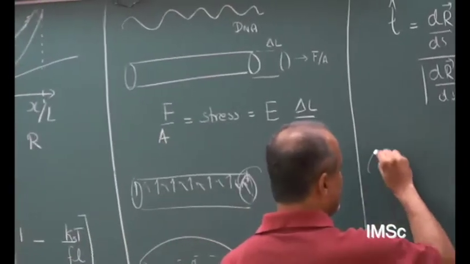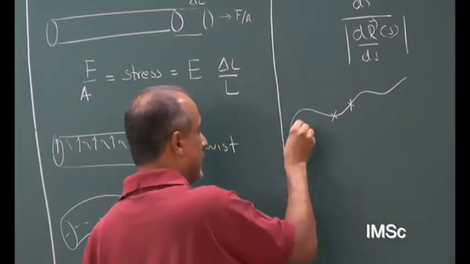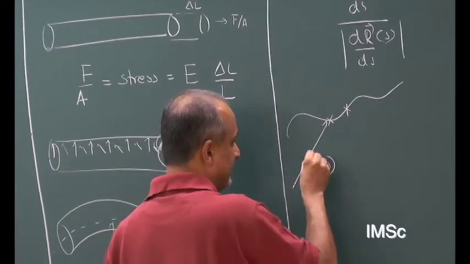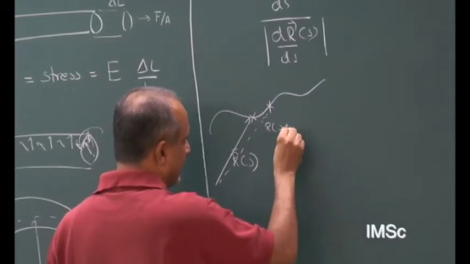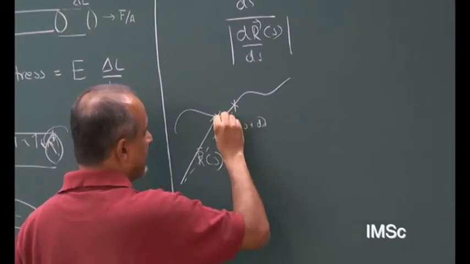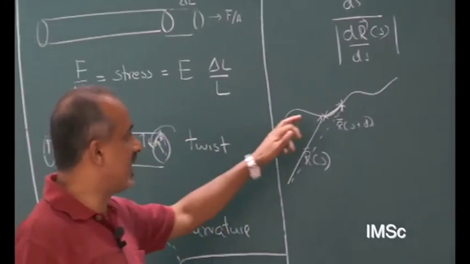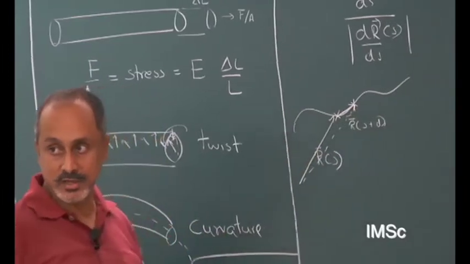So remember what this is doing. Here is your r. So this might be r of s. This would be r of s plus ds. And the tangent vector is something that points between these 2 points, between r at s and r at s plus ds, and it is normalized so that it has unit value.